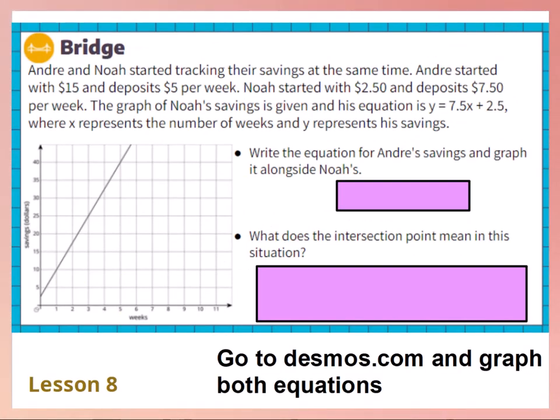Go on to lesson 8. We have a problem. Let me read through it once to get an idea, and then we'll go back and highlight the important information. Andre and Noah started tracking their savings at the same time. Andre started with $15 and deposits $5 per week. Noah started with $2.50 and deposits $7.50 per week. The graph of Noah's savings is given, and his equation is y equals 7.5x plus 2.5, where x represents the number of weeks and y represents his savings.